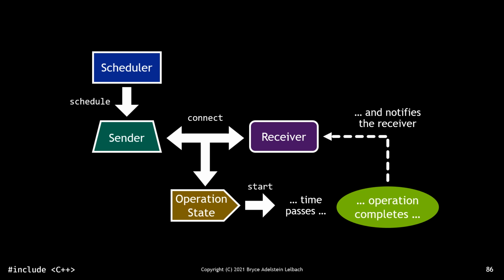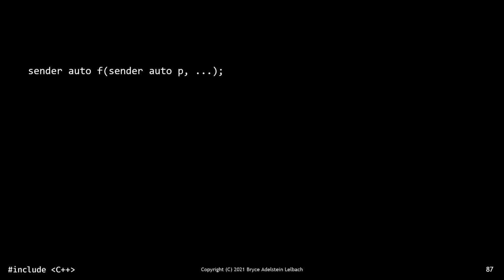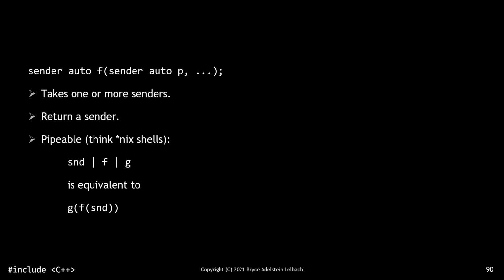Next, let's look at sender composition. We compose together senders using sender algorithms, of which there are a few forms. The first is sender adapters. Sender adapters take one or more senders as parameters and return a sender. Most sender adapters are pipeable, just like range adapters. The semantics are similar to Unix shells. Sender pipe F pipe G is equivalent to G of F of sender. Languages like Haskell and APL call this point-free style. The primary input argument is not explicitly named. This syntax is essential for elegant composition of senders.